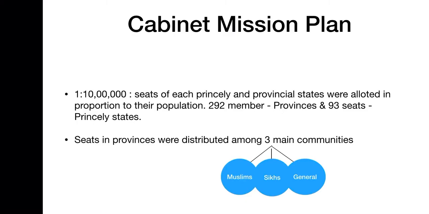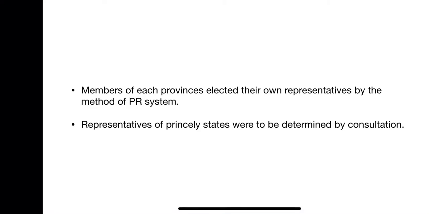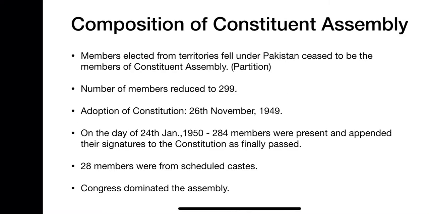According to the second provision of the Cabinet Mission Plan, seats in each province were distributed among three main communities, as you can see here, Muslims, Sikhs and General, in proportion to their respective populations. The third provision of British Cabinet Mission Plan says that members of each province were to be elected by the method of PR system, and representatives of princely states were to be determined by consultation. So this topic is related to composition of the Constituent Assembly.